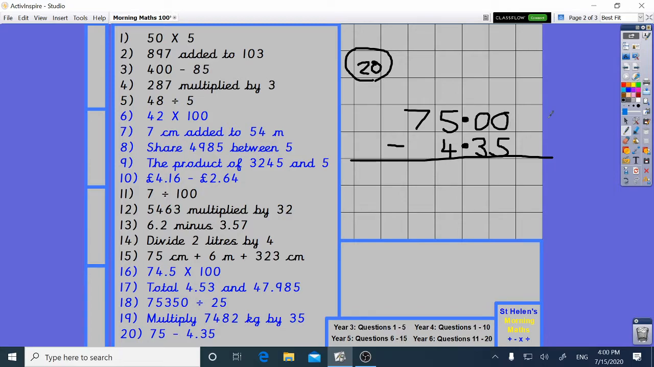75, take away 4.35. An old friend of mine has just joined me. He might say a word when I finish this question. Or even now. Hey. Here he is.